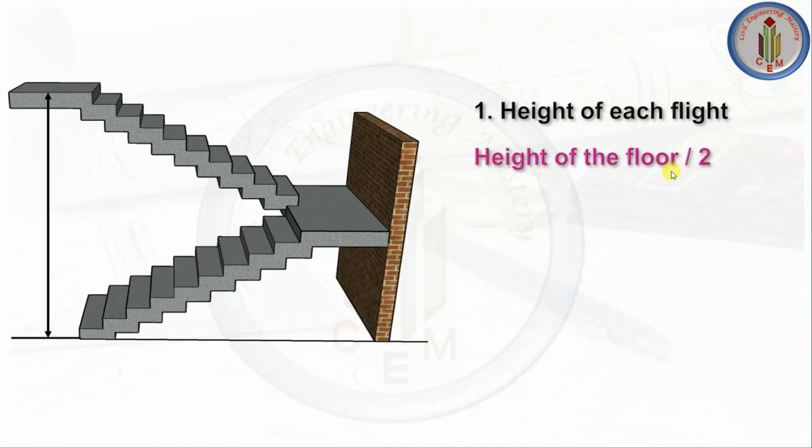So height of flight is equal to height of the floor divided by 2. So this is the height of the floor. Here I took it as 3 meter. 3 meter is 3000 mm, right?